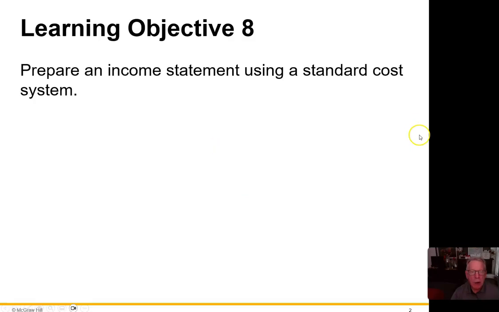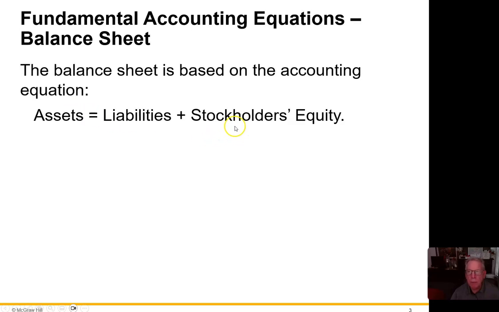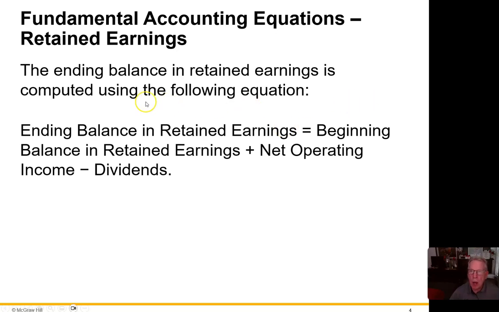Okay, so here we'll prepare an income statement using a standard cost system. And of course, we use our normal accounting equation where we have our assets equaling liabilities plus stockholders' equity. Now, for retained earnings, we're going to use the following equation. The ending balance of retained earnings is going to be equal to the beginning balance plus net operating income minus dividends. Okay, very standard.